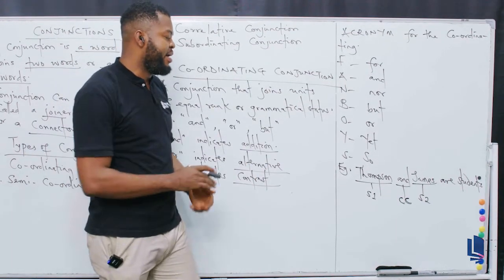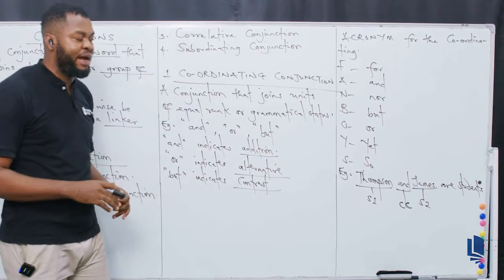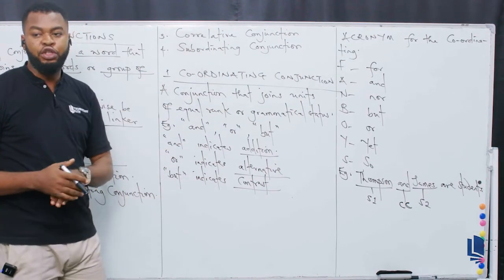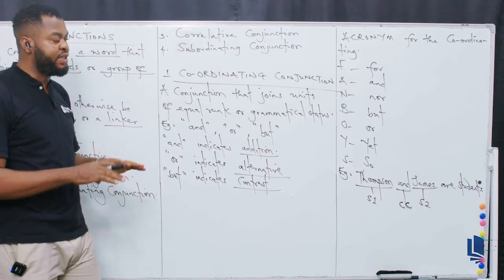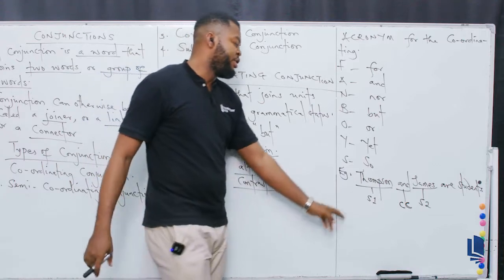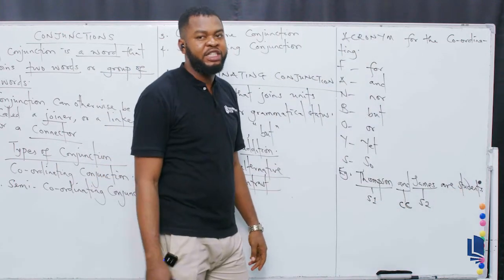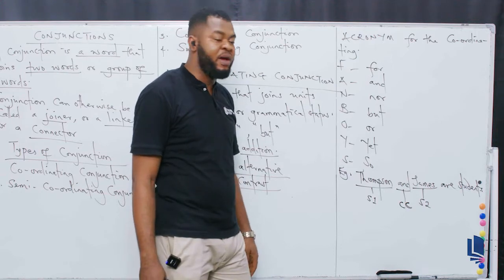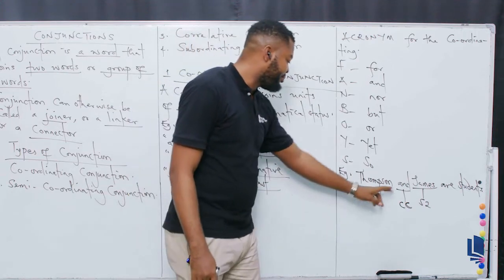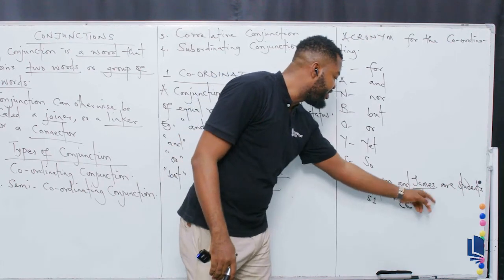All right, so now what I'm trying to do here is give a sentence to clarify the coordinating conjunction usage. How to use the coordinating conjunction in sentences, okay? The first sentence I gave is: Thompson and James are students. Now remember, Thompson is the first subject. That's why I wrote S1. Then James is the second subject.